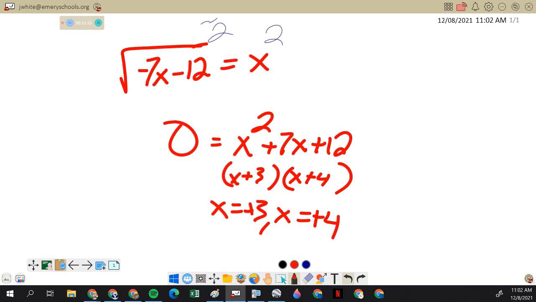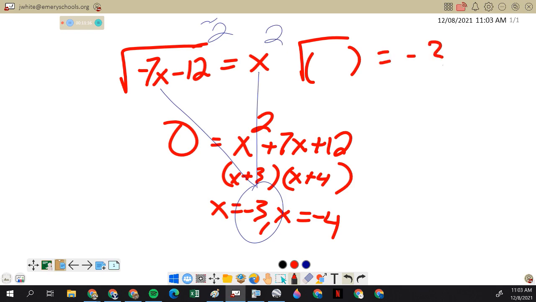So, okay, that's a good question. So why does negative 3 not work? Well, when we stick this in here and stick it in here, I get the square root of something equals negative 3. So no matter what happens in there, it cannot equal negative 3. So it's not the inside that's the problem, it's the other side.